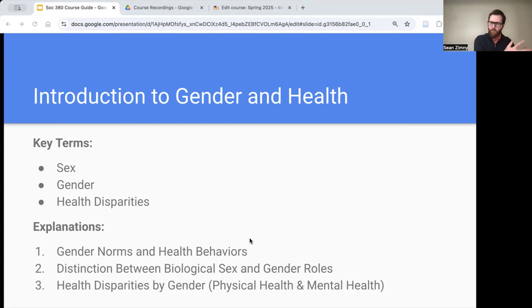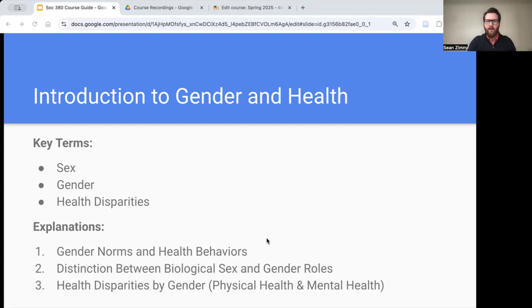Mental health now. Let's talk about mental health. Gender norms also influence mental health disparities. Men may be less likely to seek help for mental health problems due to stigma around vulnerability and emotional expression, leading to underreporting of conditions like depression or anxiety. Women, on the other hand, tend to have higher rates of depression and anxiety, which can be linked to societal and social expectations, caregiving roles, and experiences of gender-based violence.